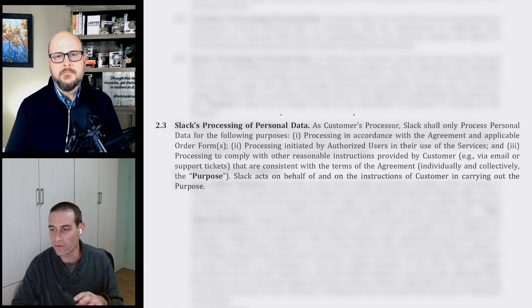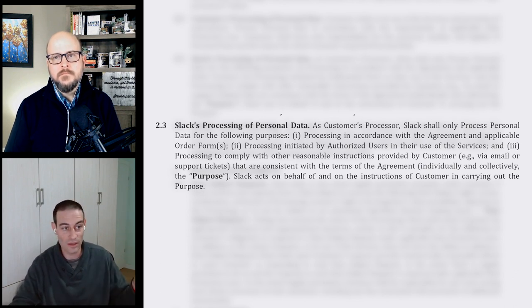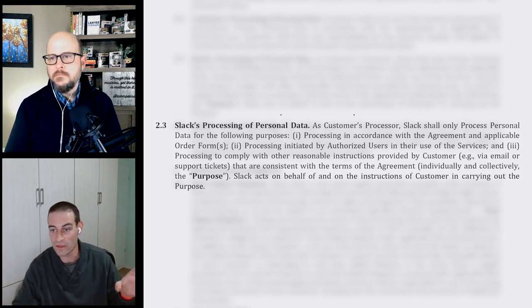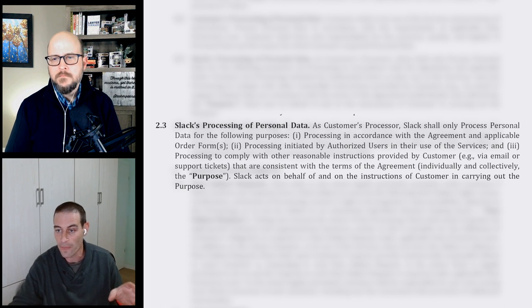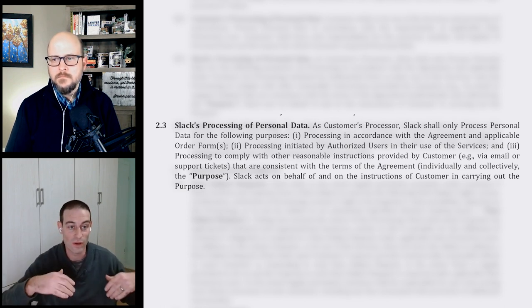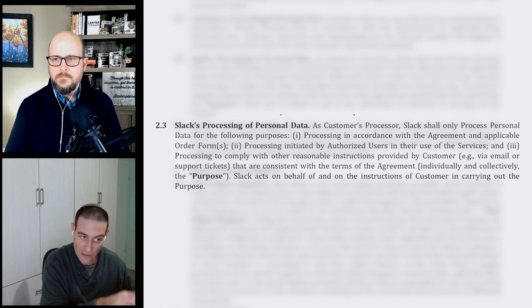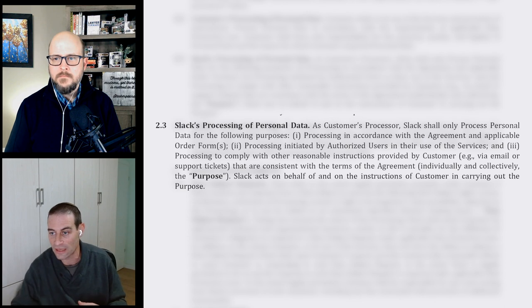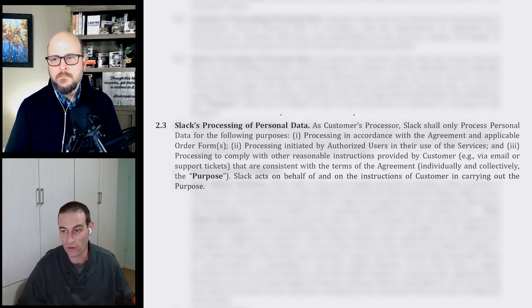So if you look at 2.3, it says they're going to process the data in accordance with the agreement. Okay, they're providing you the services laid out in the agreement, so in accordance with the agreement or the applicable order form. Then, processing initiated by authorized users in the use of the service. So if you, Mike, are entering a message into Slack, you're inputting the personal data. And then number three, processing to comply with other reasonable instructions provided by customer.